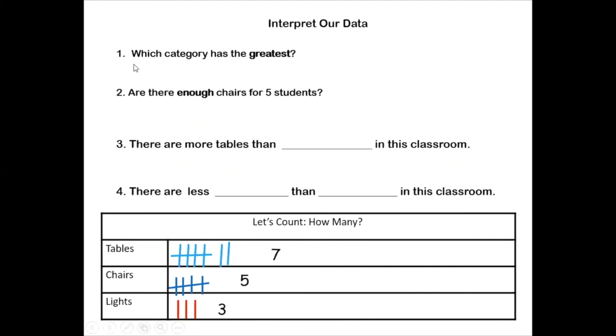Number 1, which category has the greatest? What's that word greatest mean? Right, greatest means more or most. So which category has the most number of items? Look at your table. Right, the tables do. Has the most number of items.